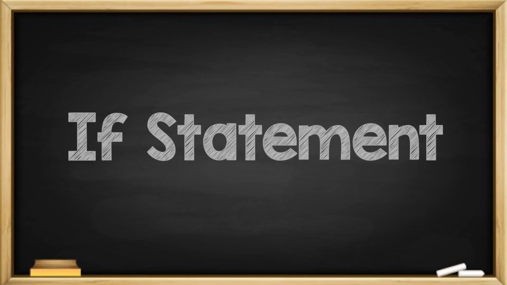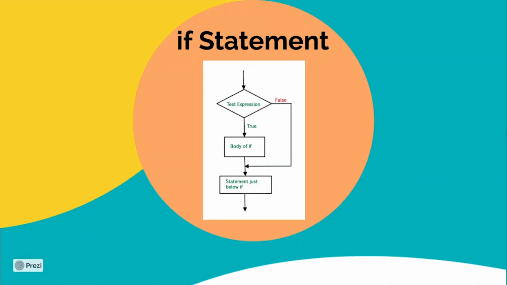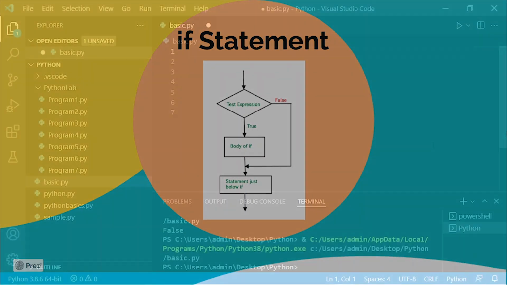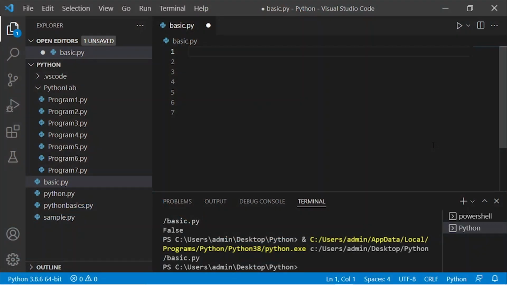Now let's see what is if statement. So if statement is the most simple decision making statement. It is used to decide whether a certain statement or block of statements will be executed or not. That is, if a certain condition is true, then a block of statement is executed, otherwise not. Now let's see how if statement works.